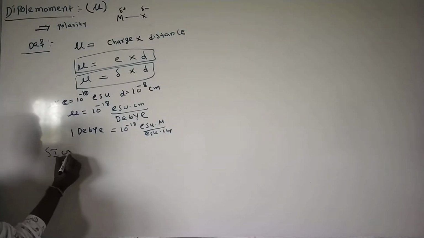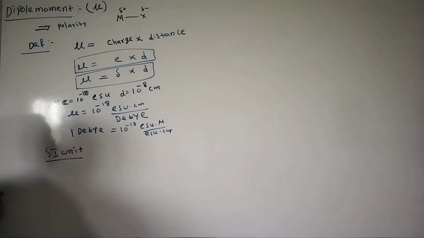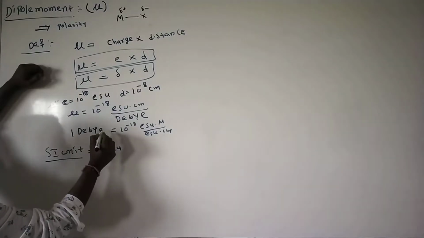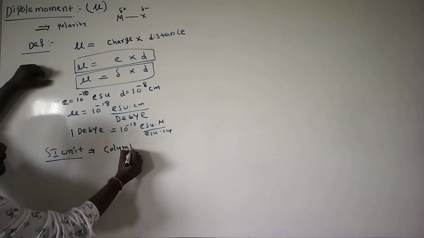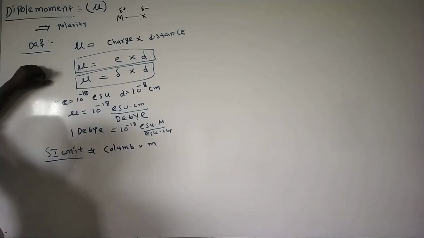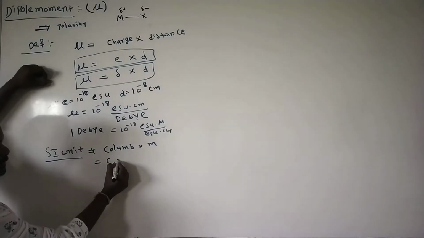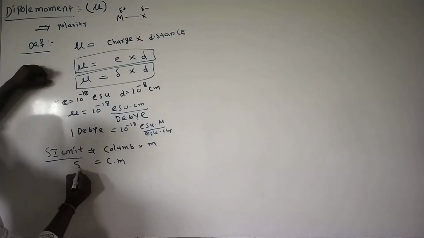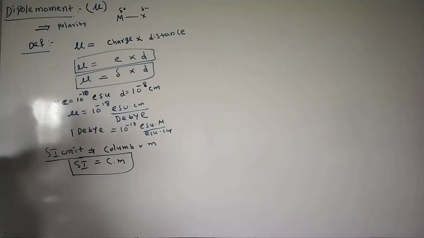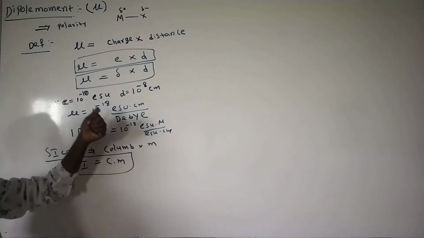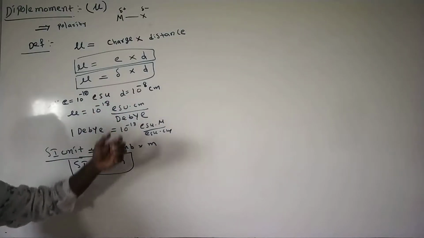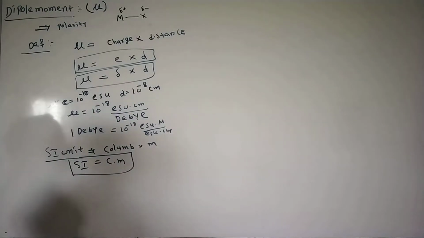Now the SI unit for this. Charge in SI unit is coulomb, and length in SI unit is meter. So the SI unit for dipole moment is coulomb meter, indicated with C·m.